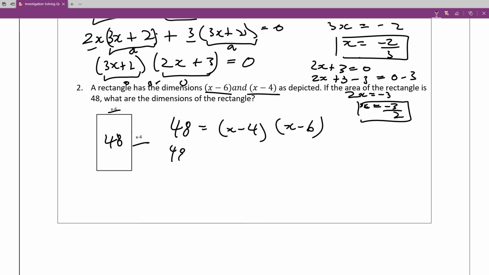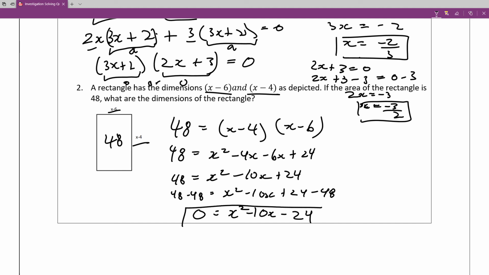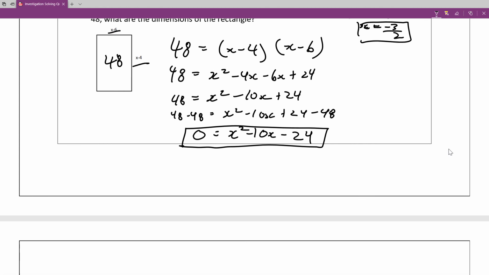So here 48 is equal to, FOIL this, x squared minus 4x minus 6x plus 24. And we simplify it a bit more, x squared minus 10x plus 24. And then we could subtract 48 on both sides. 24 minus 48. And this becomes 0, x squared minus 10x minus 24. Now, see this? You just set yourself up to answer this problem using methods you know.